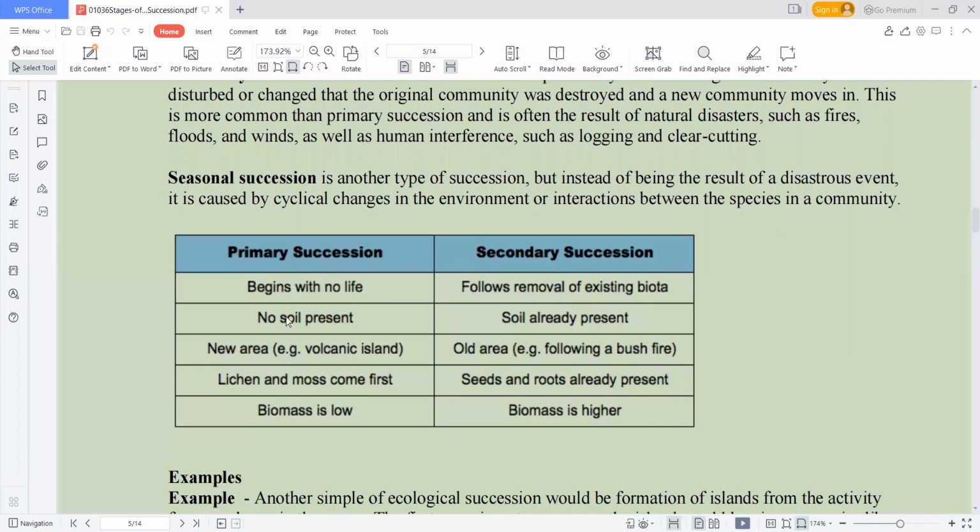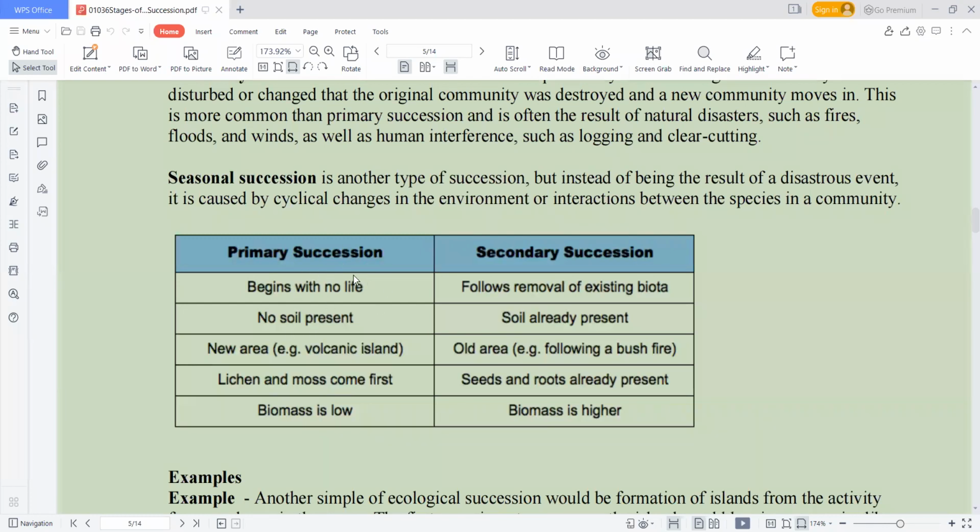Primary succession begins with no life in that area and no soil present, a new area, and lichens and moss come first, and biomass is low in primary succession. Whereas secondary succession follows removal of existing biota, with soil already present, an old area, for example following a bush fire, and seeds and roots already present in the soil, and biomass is higher. So these are the differences between primary succession and secondary succession.